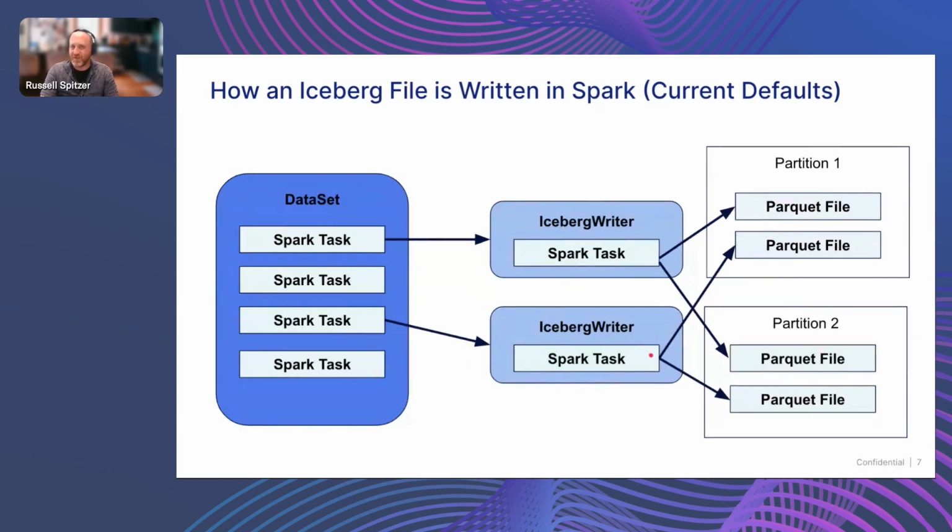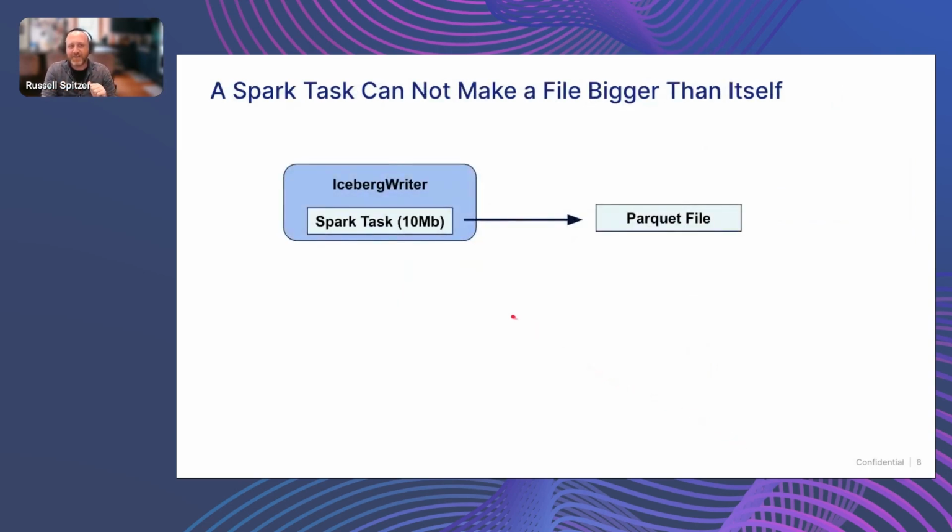So if it sees values for partition 1, it's also going to open a Parquet file in partition 1, and it will also open a file in partition 2. So we end up opening basically a lot of files. Now, this is just the beginning of the issue, though. The second issue is that our Spark task is basically limited in how big a file it can make with the amount of data inside of it.